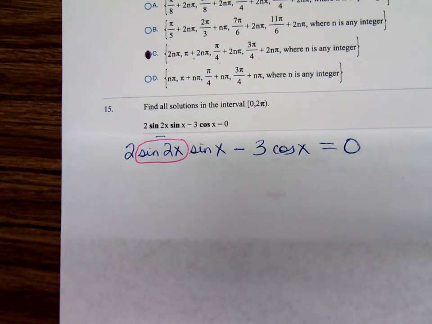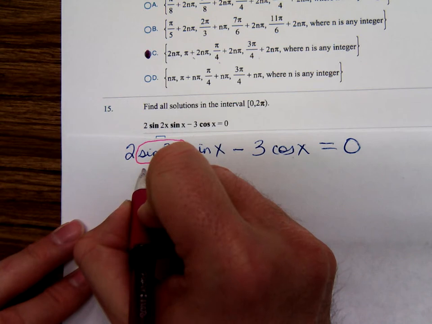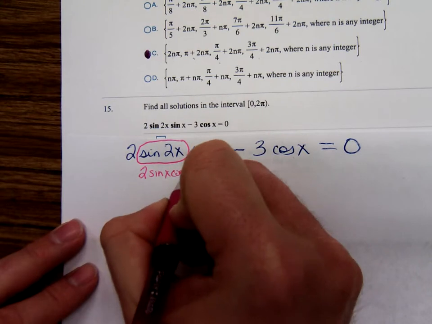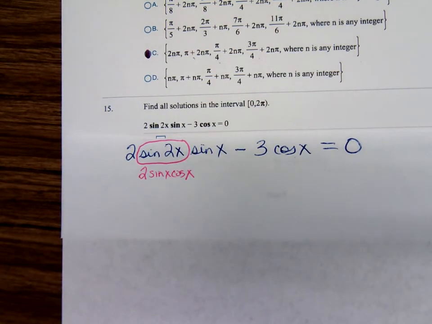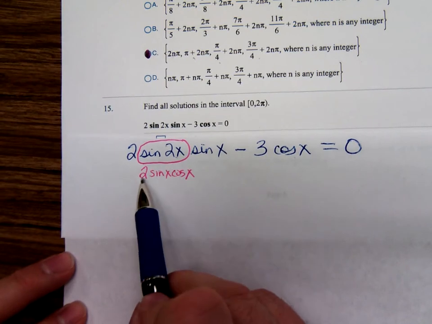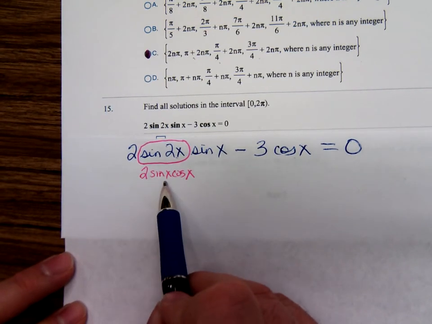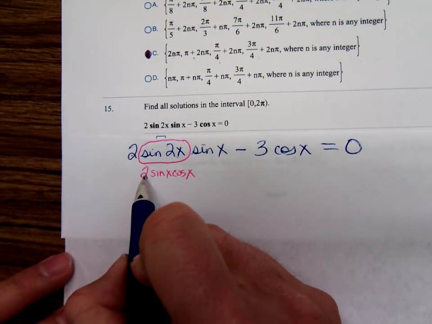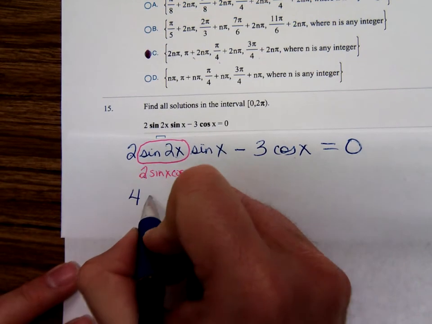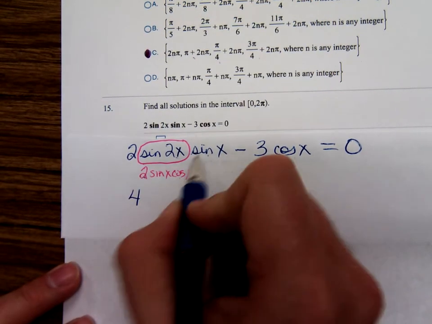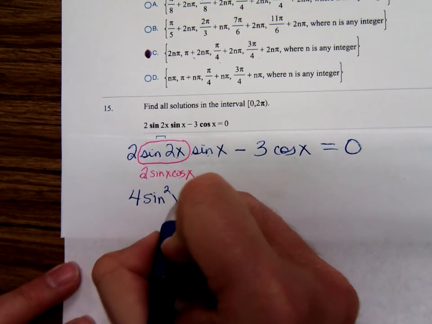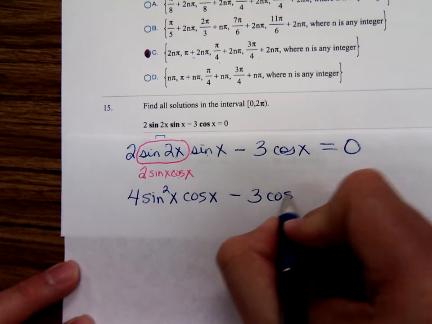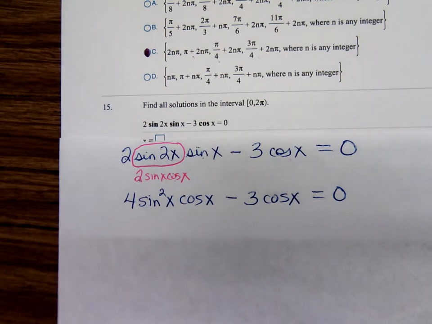That's sine 2x. We have an identity for that. What was the identity for sine 2x? It was 2 sine x cosine x. If I replace this circled sine 2x with 2 sine x cosine x, then we have this blue 2 times this 2, so that's going to be a 4 sine x cosine x times sine x. That would be sine squared x cosine x minus 3 cosine x equals 0.